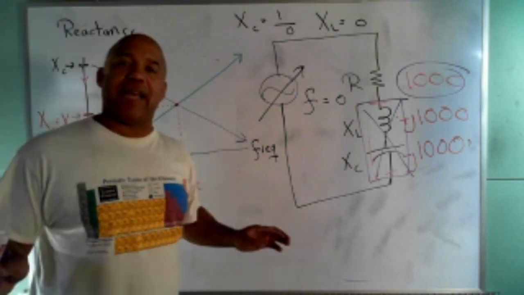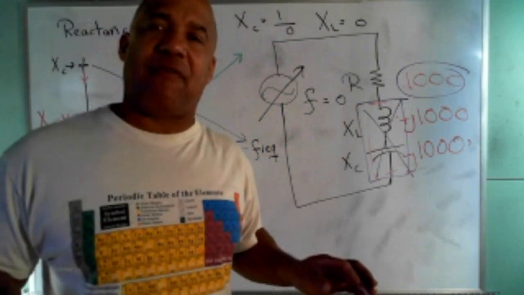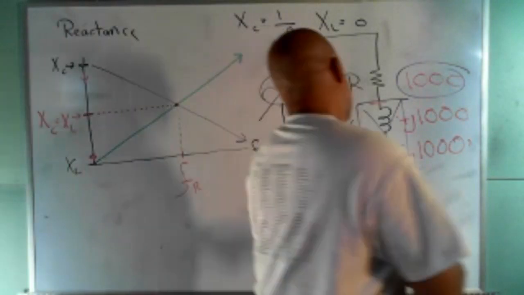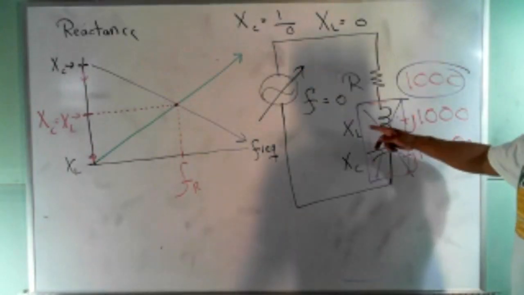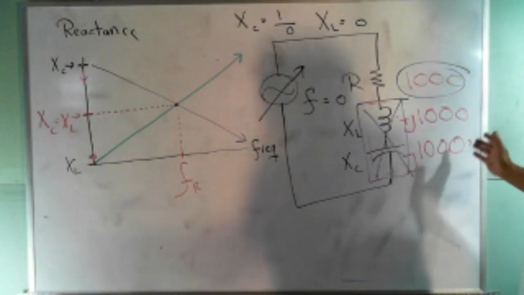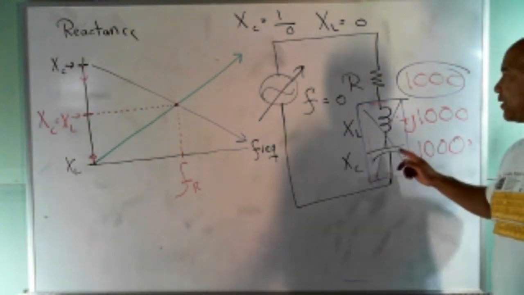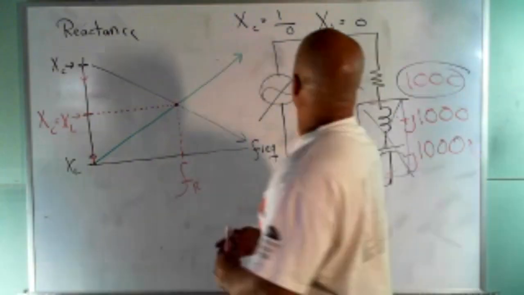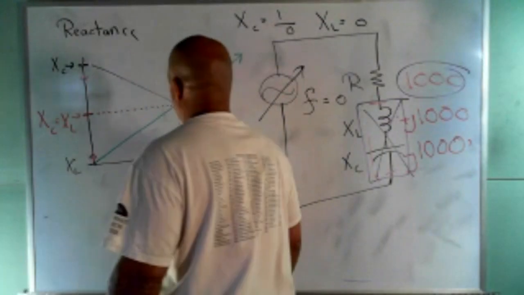The only place in here, the only sweet spot I have, where I have the least amount of opposition, is at resonance. Because at resonance, the two reactive components equal each other in magnitude, but they have opposite phases, so they cancel out. So you would expect the current to peak at that resonance, and that's exactly what happens. Let me draw the current curve for you.